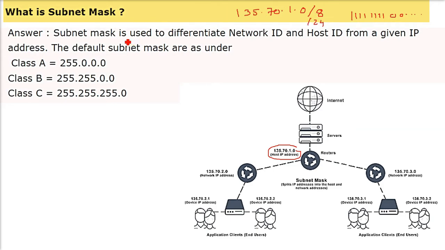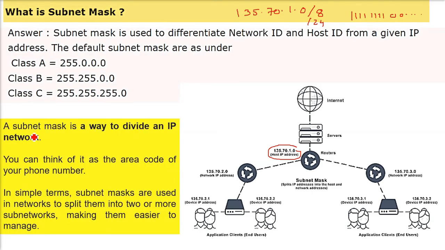Now the subnet mask is used to differentiate, as I said, the network ID and the host ID of a given IP address. I'll show you how. The default subnet mask of each of the classes is already known: class A, class B, class C. Class A is 255.0.0.0. Similarly for B and C, 255 will be increased.